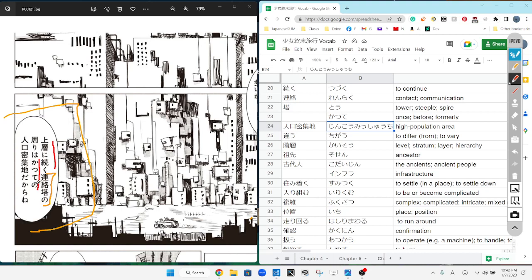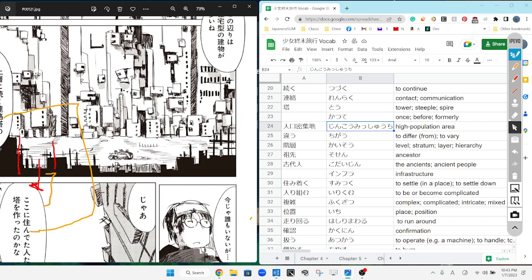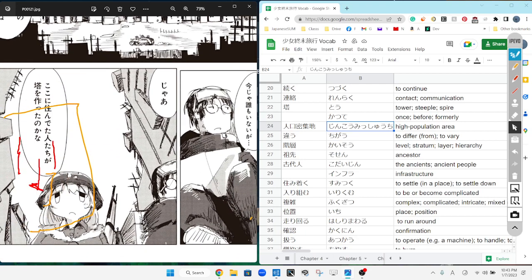Sorry, this one's pretty hard to keep track of. I think it's, oh, okay. So it's like our surroundings formerly had a lot of people, or once was a high population area. Yeah. Yep. That makes sense.